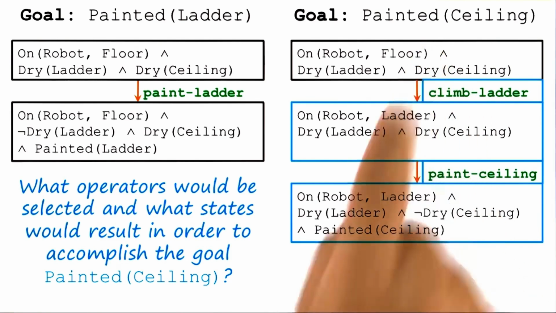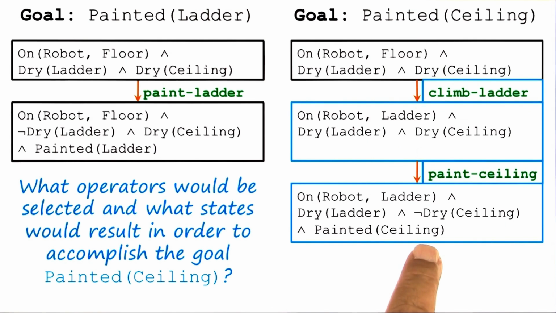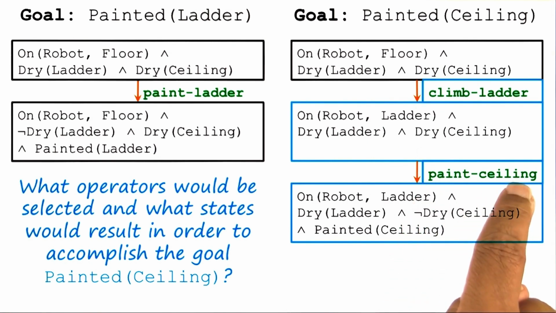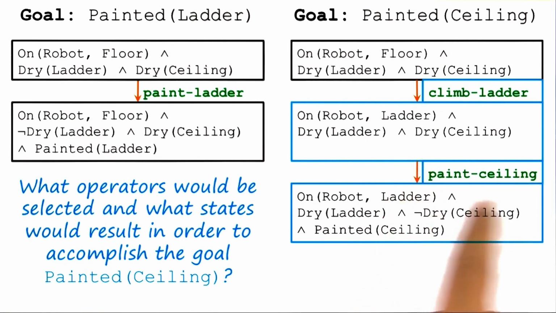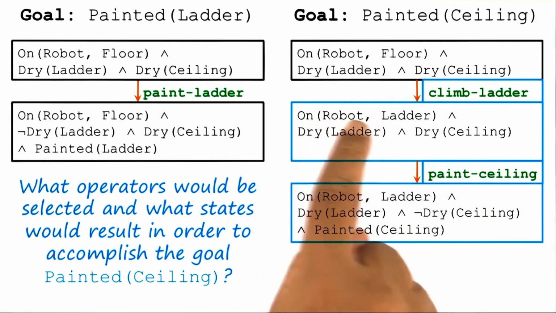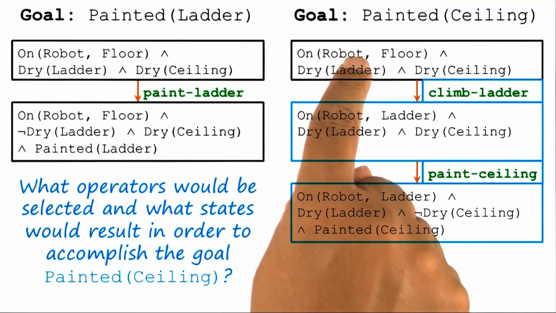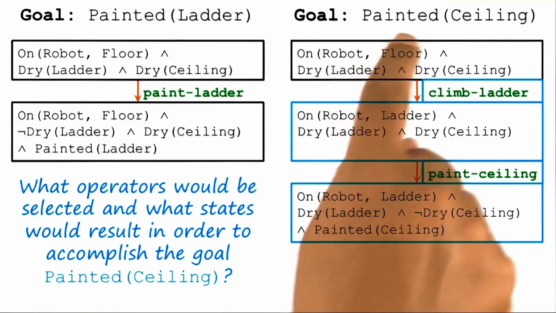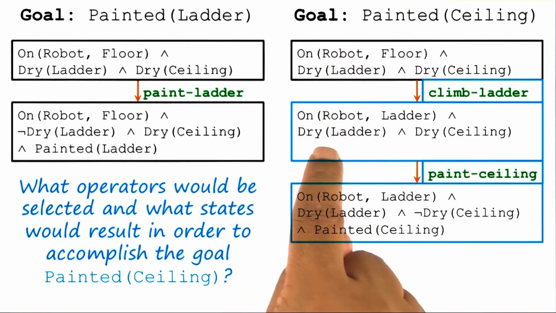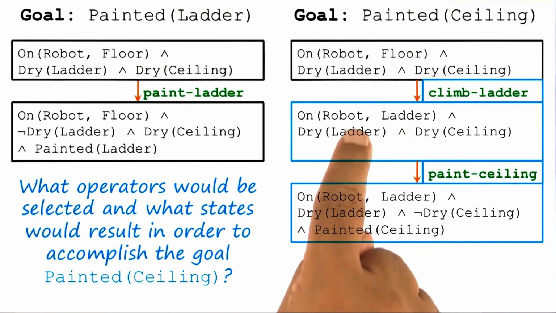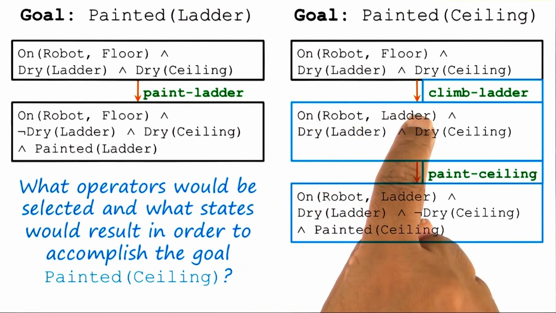So we're working backwards here. Painted ceiling was our goal condition. We selected paint ceiling as the operator. But this paint ceiling now has some preconditions. One of the preconditions is on robot ladder, which is different from on robot floor in the initial state. So now the question becomes, how can we achieve the sub-goal of robot on ladder?